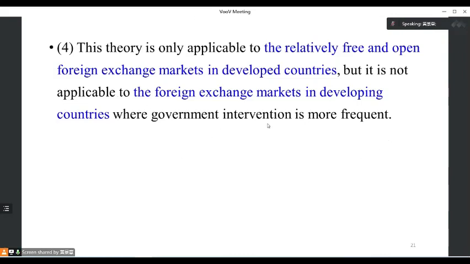And this page of the PPT tells us that this theory is only suitable to the relatively free and open foreign exchange market in developed countries. But this theory is not suitable to those developing countries. In other words, in developing countries, this theory is not applicable.